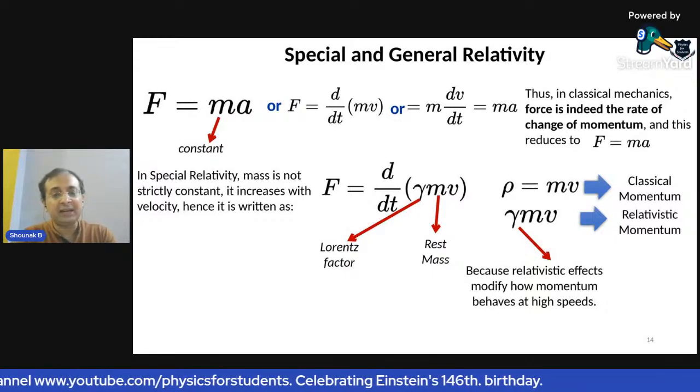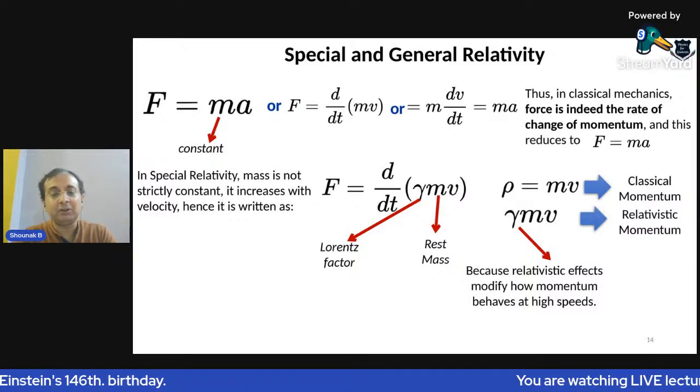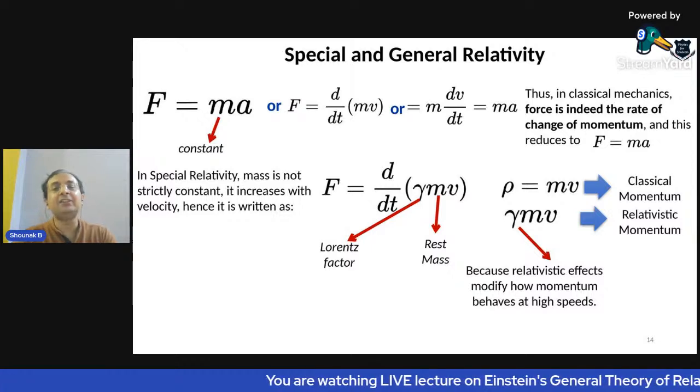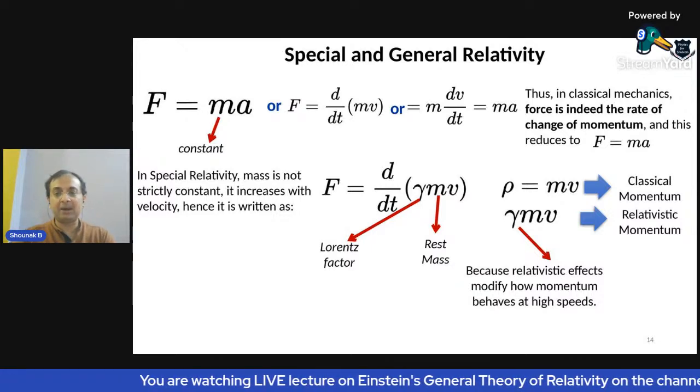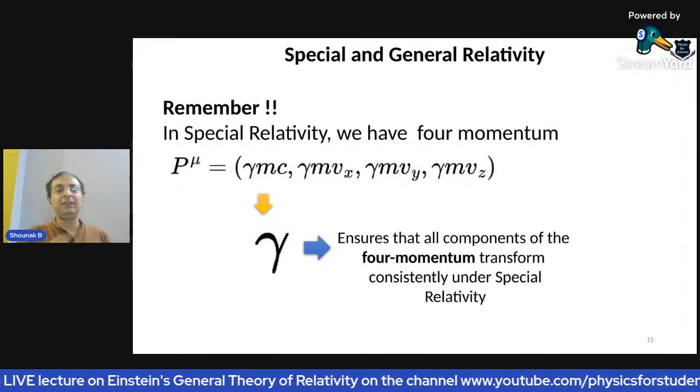Now here you see that we get p equal to mv, which is the classical momentum, and we get p, for example, equal to gamma mv. This is basically what is called the relativistic effects. This gamma is actually the relativistic effect. Now here you see, don't worry, we will come to this.